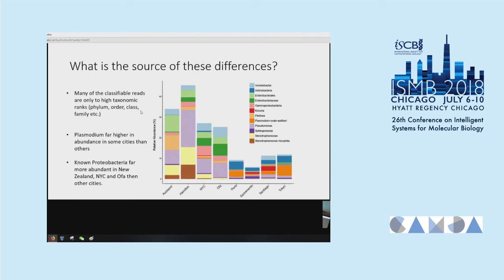We can also see that known proteobacteria, and I say known proteobacteria because I'm sure there are a lot of unknown proteobacteria that we're not capturing here, are far more abundant in the 4 cities on the left-hand side of the plot, from New Zealand, New York, and then also OFA and Nigeria.